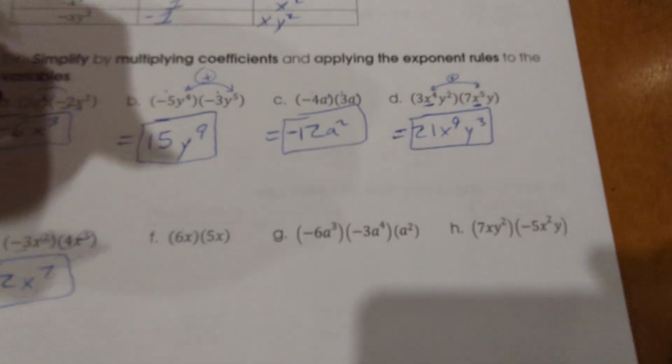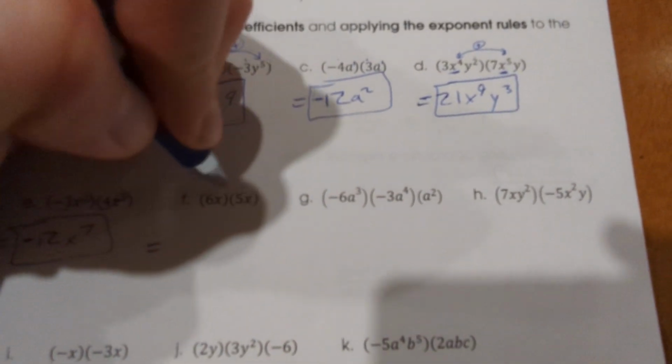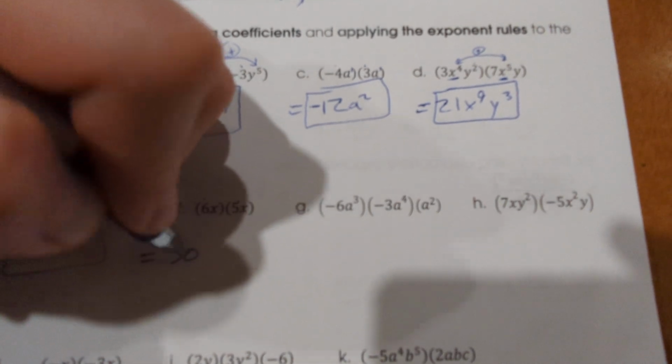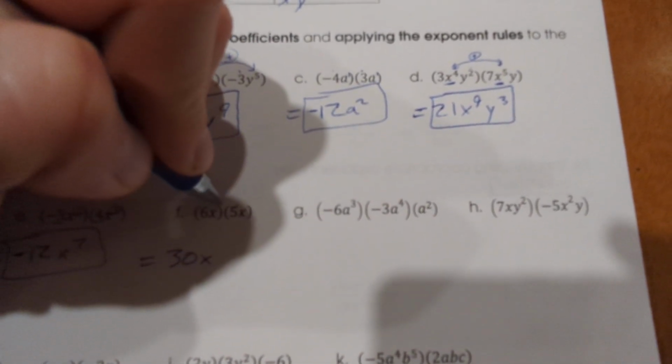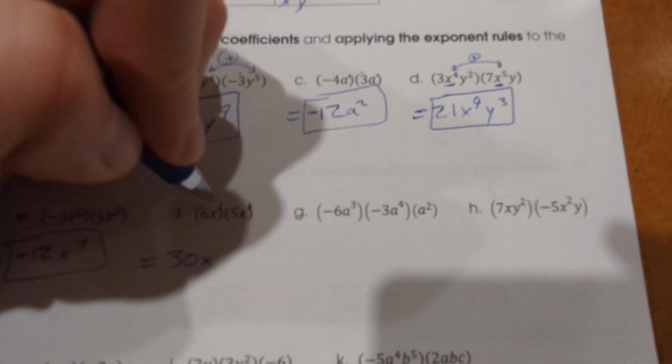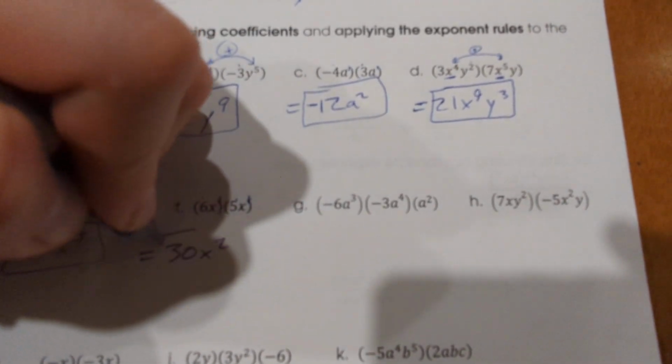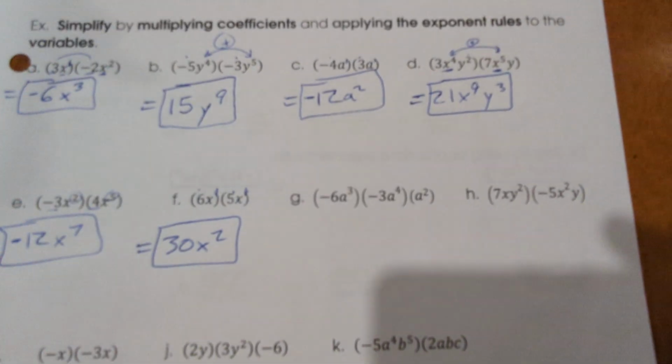Next one, 6x times 5x. So we just do 6 times 5 is 30. X times x. So we have x, and if we add these exponents, it's x to the 1 and x to the 1. 1 plus 1 is 2. So it's 30x squared.